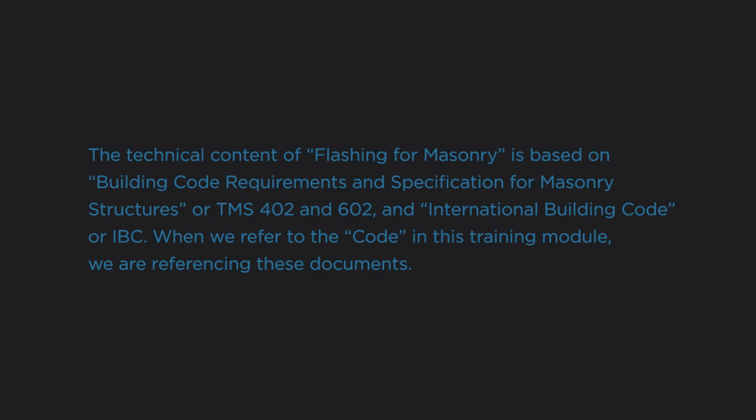The technical content of Flashing for Masonry is based on Building Code Requirements and Specification for Masonry Structures, or TMS 402 and 602, and International Building Code, or IBC. When we refer to the code in this training module, we are referencing these documents.